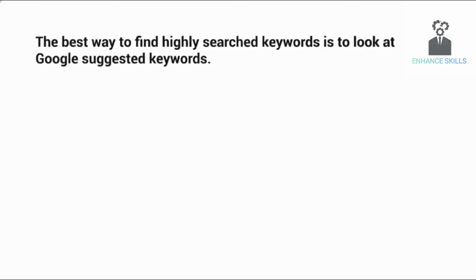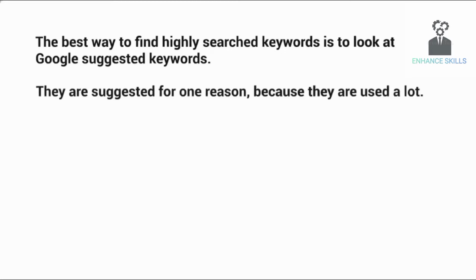So the best way to find highly searched keyword terms is to look at the Google suggested keywords. And they are suggested for one reason, because they are used a lot. So let me show you how to find them and what they look like.